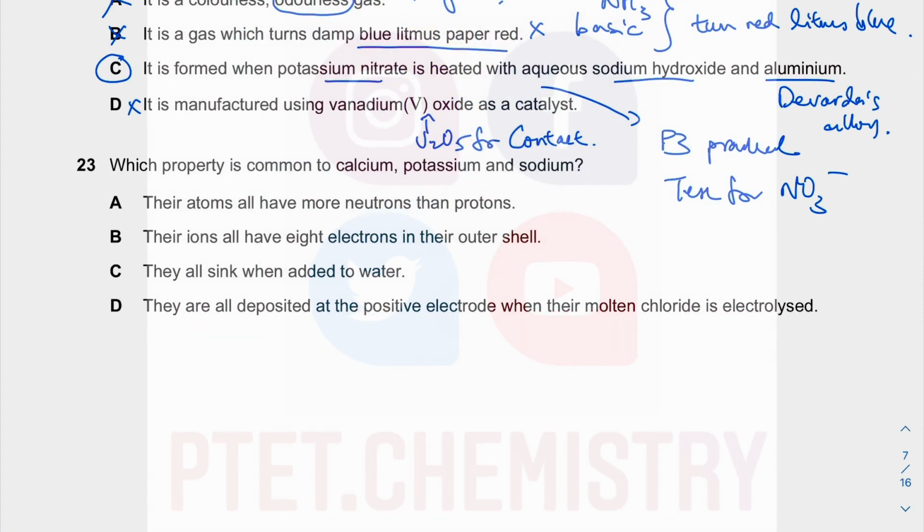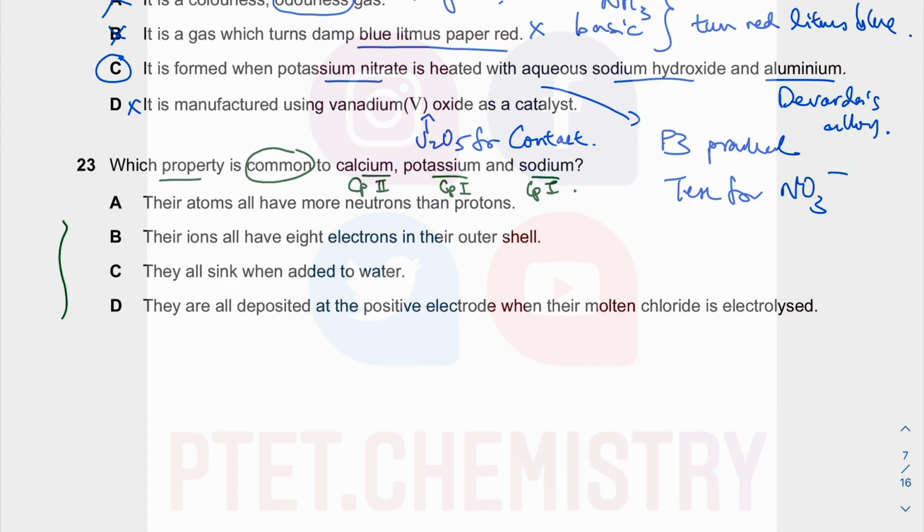23. Which property is common to calcium, potassium, and sodium? So these are group 2 metal, this is group 1 and this is group 1. Instead of checking all the neutrons and the protons, I reckon we could do better with our time if we check through the rest of the options first.